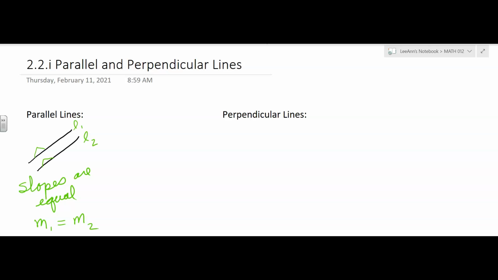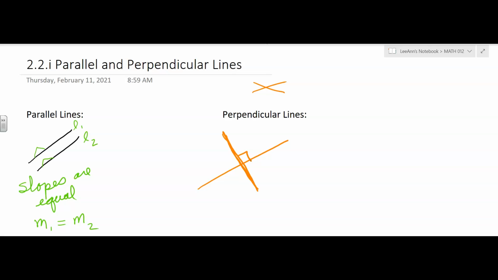Perpendicular lines do two things. They cross, but they don't just cross any old which way. Like, these are not perpendicular lines, okay? They have to make a right angle, okay, when they cross. So that has to be 90 degrees. But if they do that, then they're perpendicular lines.